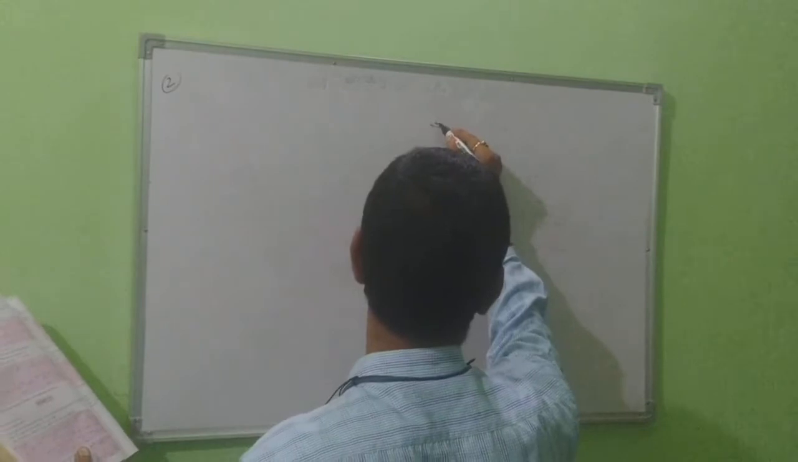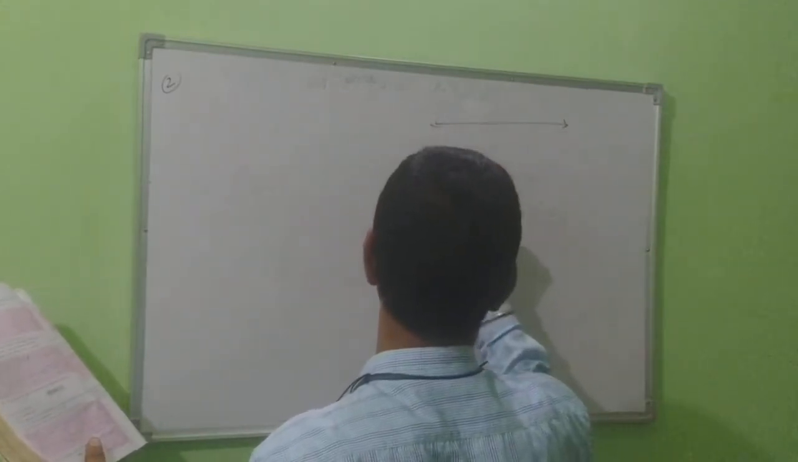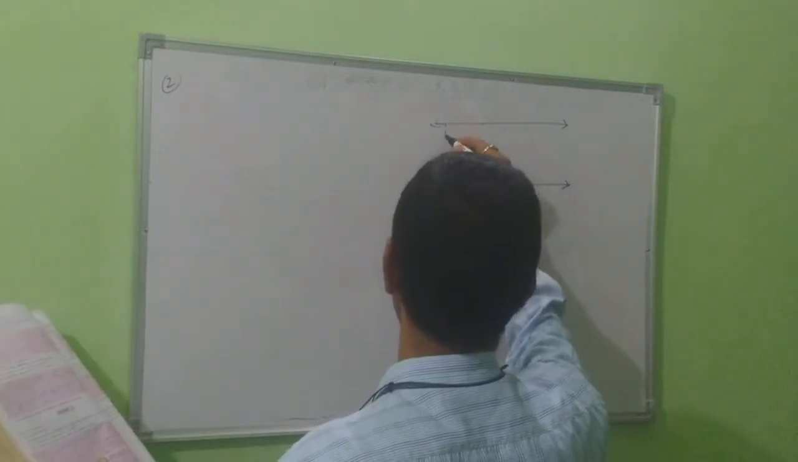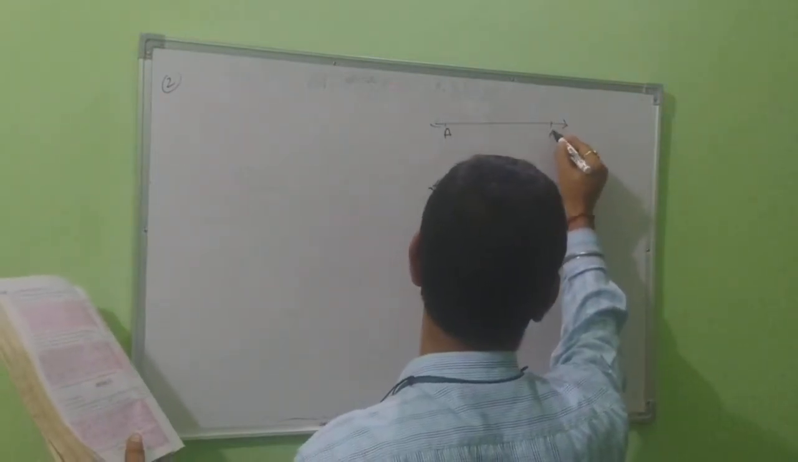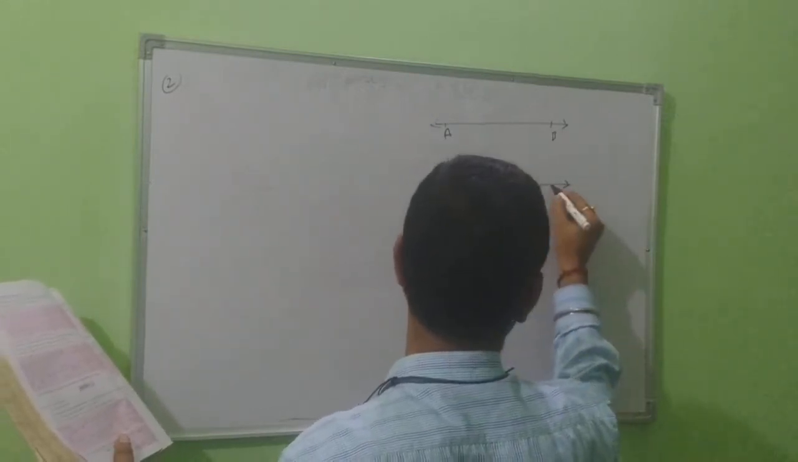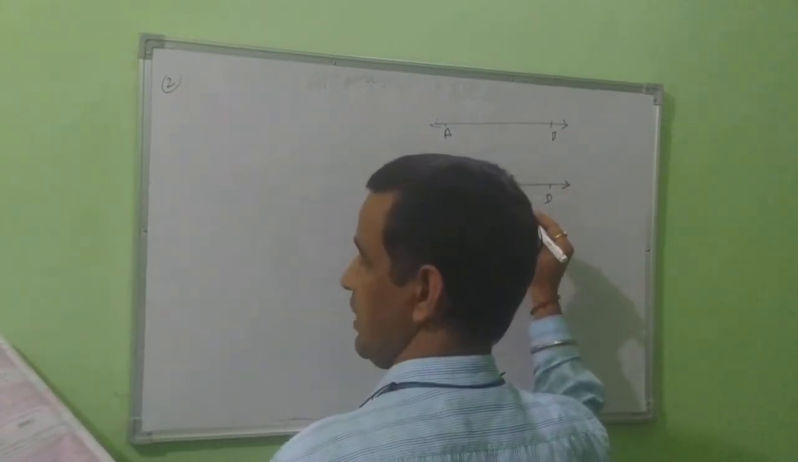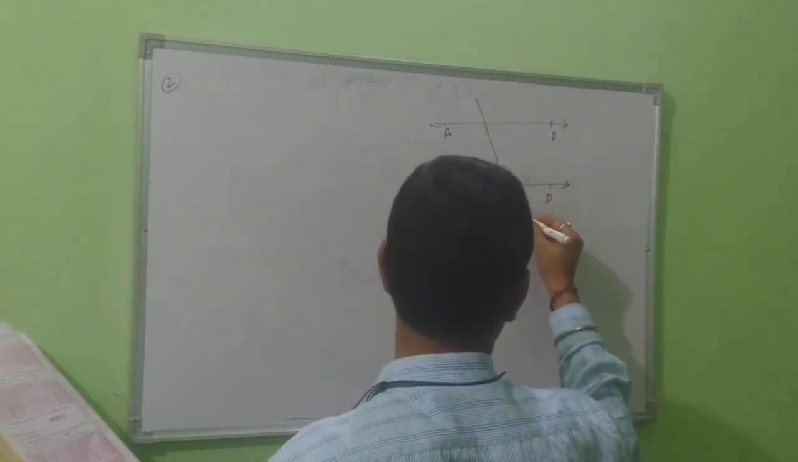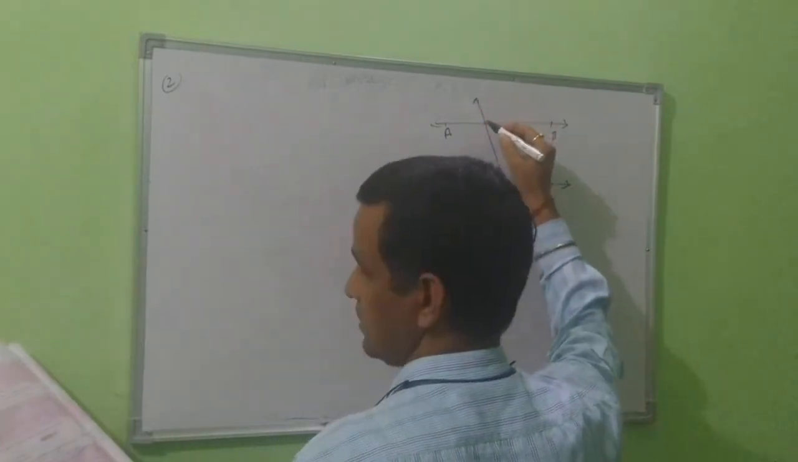Suppose this line and this line are parallel. Lines A and B, and this line is C and D, are parallel lines, and this one is the transversal line. This line is called the transversal line L.